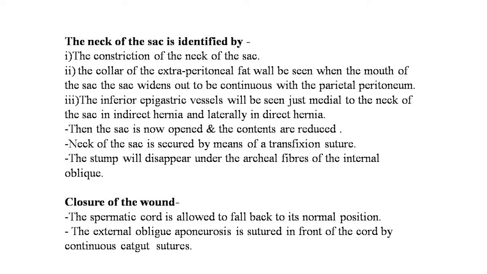Then the sac is now opened and the contents are reduced. Neck of the sac is ligated by means of transfixation sutures. The stump will disappear under the arching fibers of the internal oblique. Closure of the wound: the spermatic cord is allowed to fall back to its normal position. The external oblique aponeurosis is sutured in front of the cord by continuous catgut sutures.